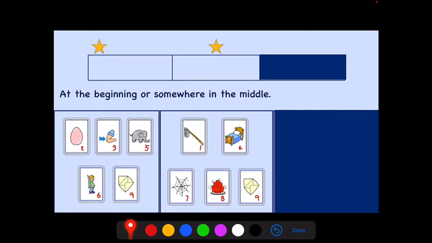So let's have a look. Did you have 2, 3, 5, 6 and 9 in your grid because you heard E right at the beginning? And did you have 1, 4, 7, 8 and 9 in the middle part of your grid because you heard E somewhere in the middle of the word?